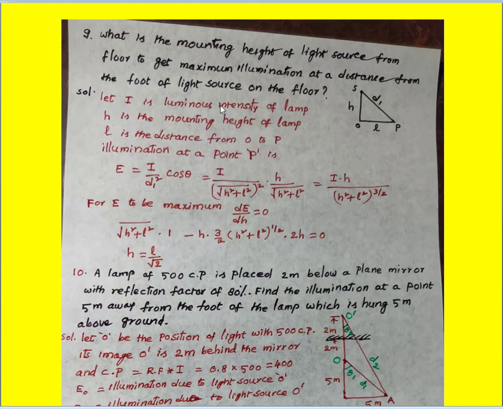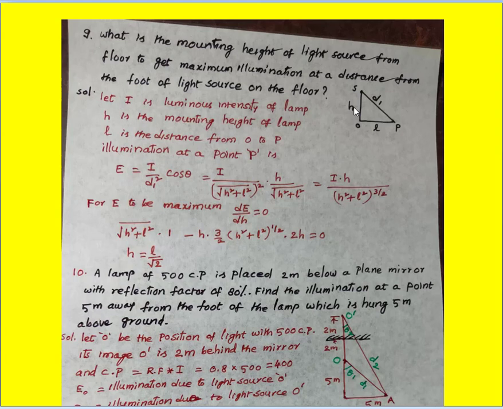So let I be the luminous intensity of the lamp, and H is the mounting height of the lamp, and L is the distance from O to P, that is on the surface, like this. And what he wants is what should be the height of the lamp to get the maximum illumination at point P.